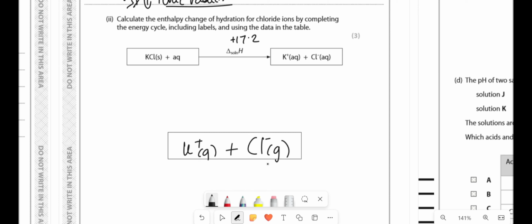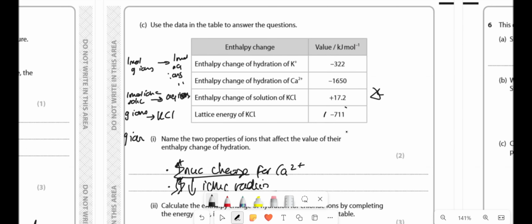Now what you do is don't jump in and be like, oh, the arrows must go up because of this. You then look at them one by one and decide which way the arrows go. Do not memorize cycles. Do it this way and you'll never get them wrong. So here it is KCl. Here it is gaseous ions. So that means it's going to be, well, this is the lattice energy.